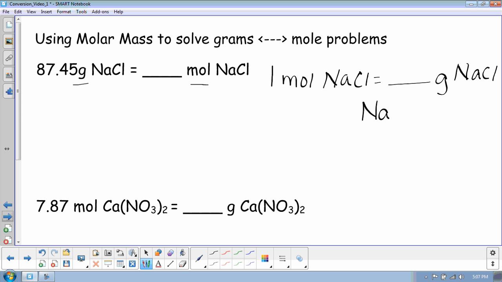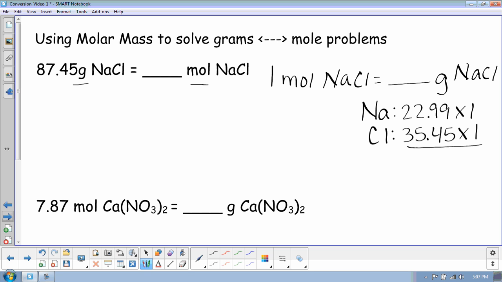So Na, sodium, has a mass of 22.99. And there is 1 of them, which is going to be the same number. And Cl is 35.45, and that's multiplied by 1 as well. So in the end, I'm going to get 22.99 plus 35.45, and I'm going to end up with 58.44, and this is going to be grams per mole, which means I can write 58.44 in my conversion factor.